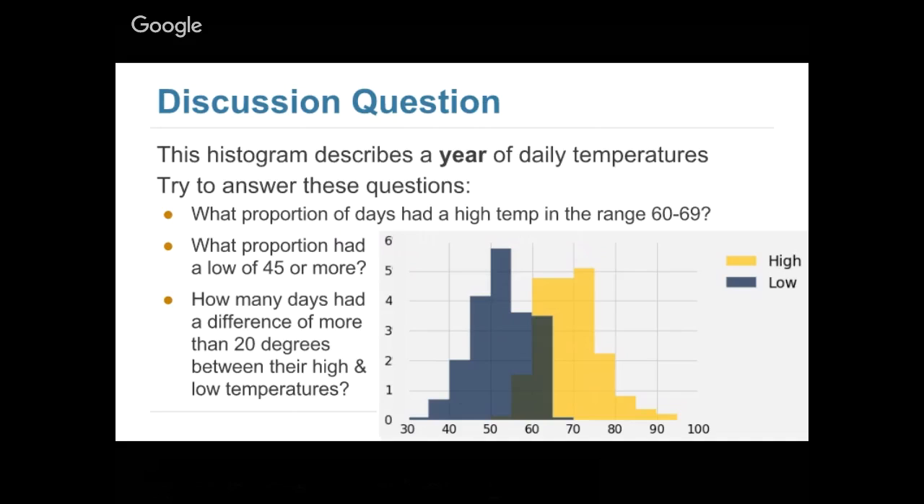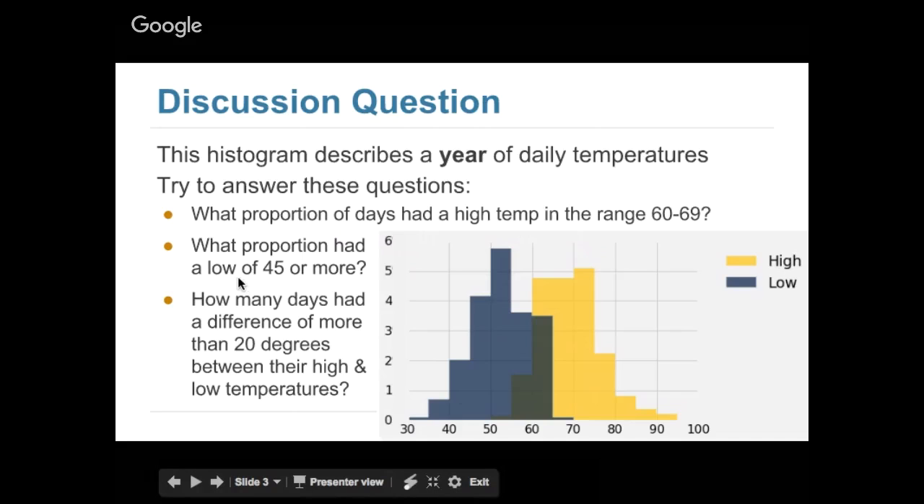OK, anyone have any guesses for the first question? What do you guys think? Let me get two volunteers. Just say out your number. What did you think for high temperature in the range 60 to 69? What proportion? We thought about 48%. 48. OK, one more. If you got 48 and you were scared to say it, now is a great time to say it. Affirmative. We have two 48s.